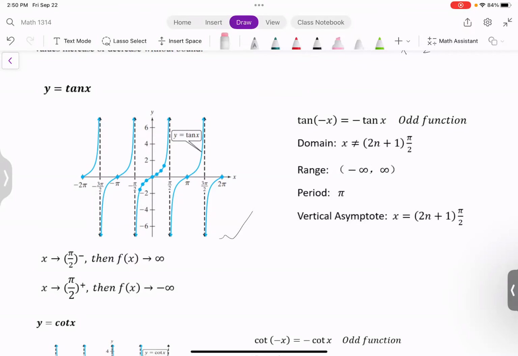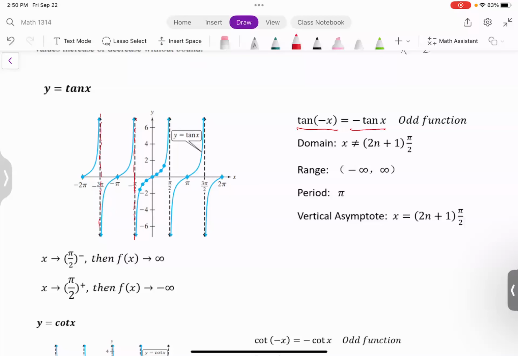You see the vertical dashed lines. These are vertical asymptotes. Cool. These dashed lines are vertical asymptotes. My graph will get close to them, but never touch them. The tangent is an odd function. So tangent of negative x equals negative tangent x. The domain of tangent x is x not equal to 2n plus 1 times half pi.